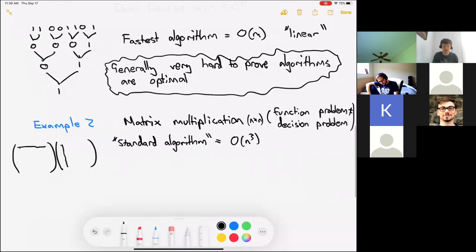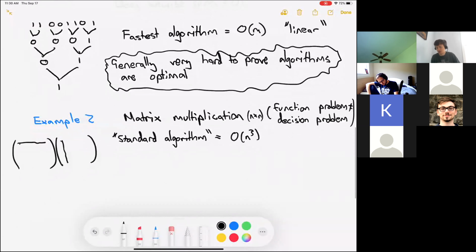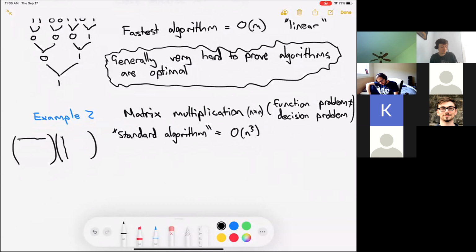Nobody had anything better than this. It seemed pretty optimal. Quite possibly, people would have naively assumed it couldn't be improved. Then in 1969, something called Strassen's algorithm was developed. I'm not going to go into the details of how it works, but you can look this up on Wikipedia. It's not too complicated.